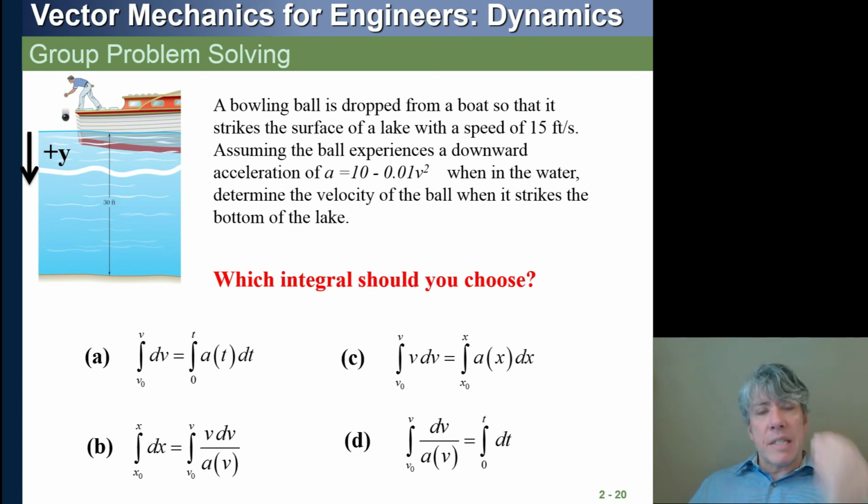We also have acceleration as a function of velocity. So notice the three things we've got here: velocity, acceleration, which we always have, and position. So we better find an equation that involves those three variables. We can immediately eliminate A and D because those two involve time.